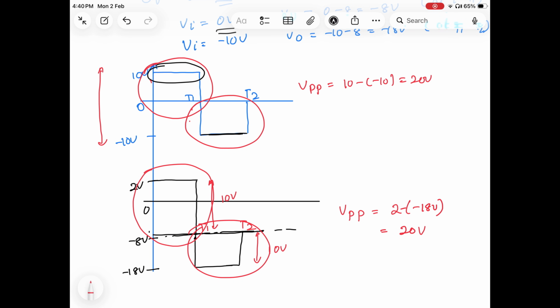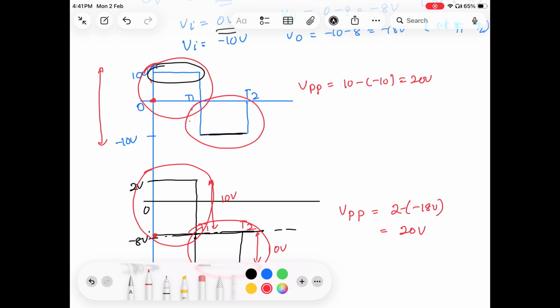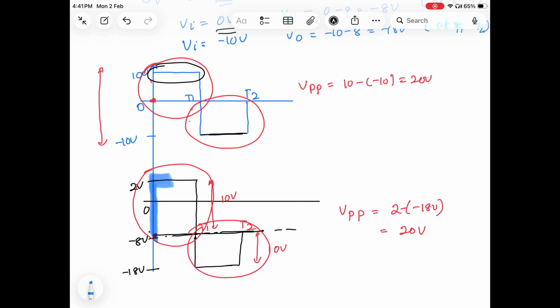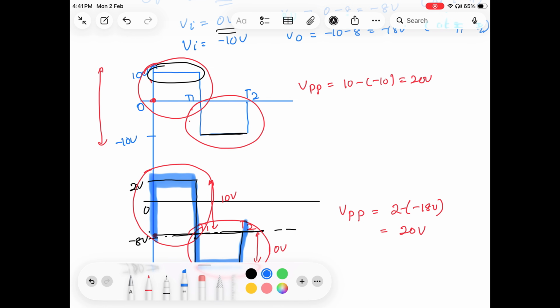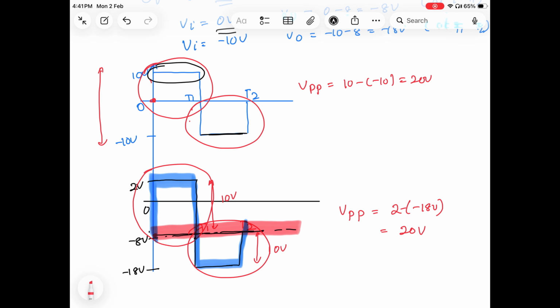So in both cases, the peak to peak voltage remains the same, and the shape of the waveform is also the same. Only the waveform is shifted downwards, in the negative direction. That's why it is called a negative clamper. So if I want to show you exactly how the waveform looks, I can show you in the blue color. So this is our waveform, and I can show the 0 line, which is the input x-axis. I can show you in the red color, it will be minus 8 volt.